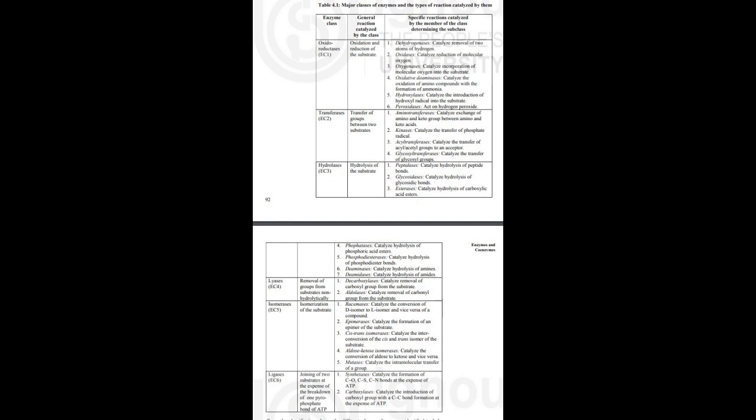So, EC 1.1.1 states with NAD plus or NADP plus as acceptor, EC 1.1.2 with cytochrome as acceptor, and so on. The list goes on.